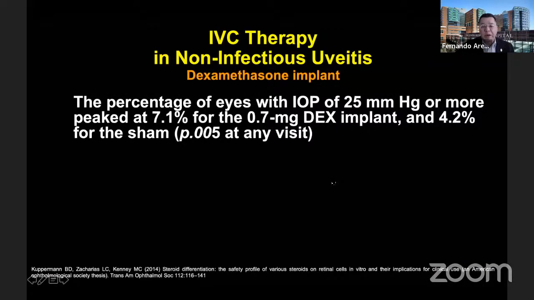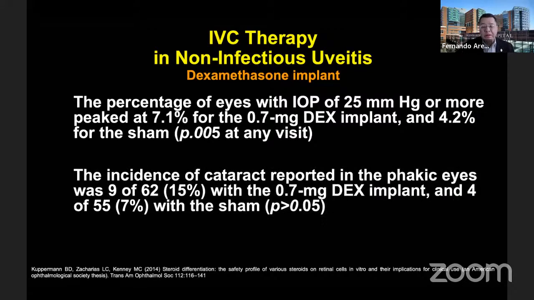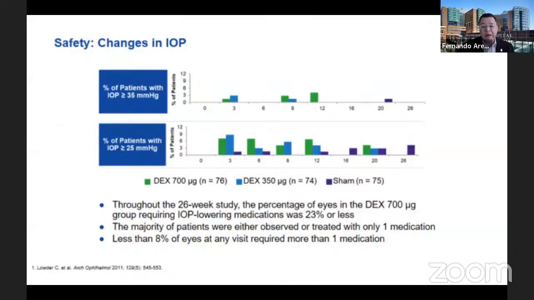The percentage of eyes with IOP rise was about 7%, compared to 4% for sham. And the incidence of cataract reported in phakic eyes was 15% with the dexamethasone implant, and 7% with sham. This is a graph that demonstrates the same data for IOP through the 26 weeks of the study. The percentage of eyes in the dexamethasone 700 microgram group requiring IOP lowering medications was about 23%.